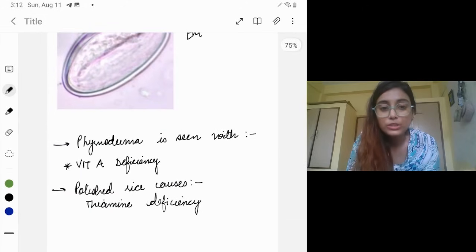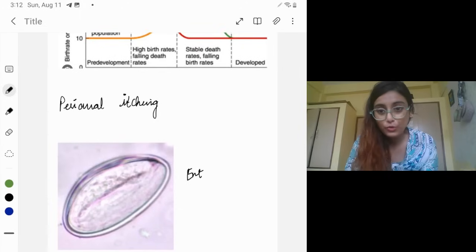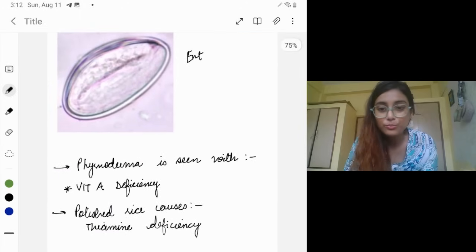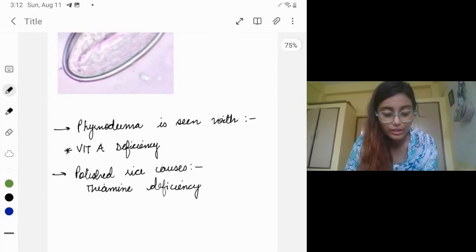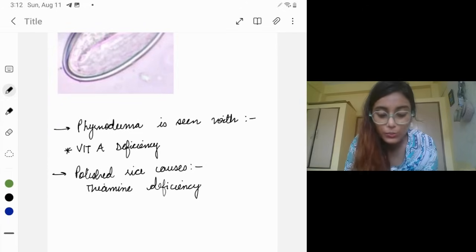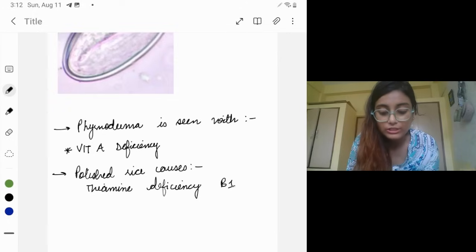Then one question was, again, you guys will have to help me formulate a better recall. This is what I could gather from the various Telegram groups that are there. Now, phrynoderma is seen with vitamin A deficiency and polished rice causes thiamine deficiency. Vitamin B1 deficiency is seen with that. These are the two questions that came.